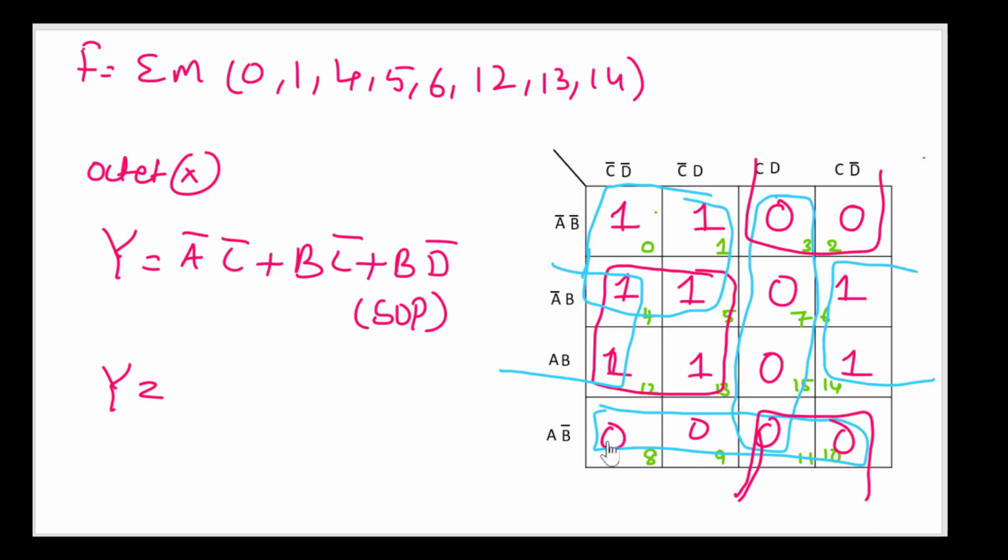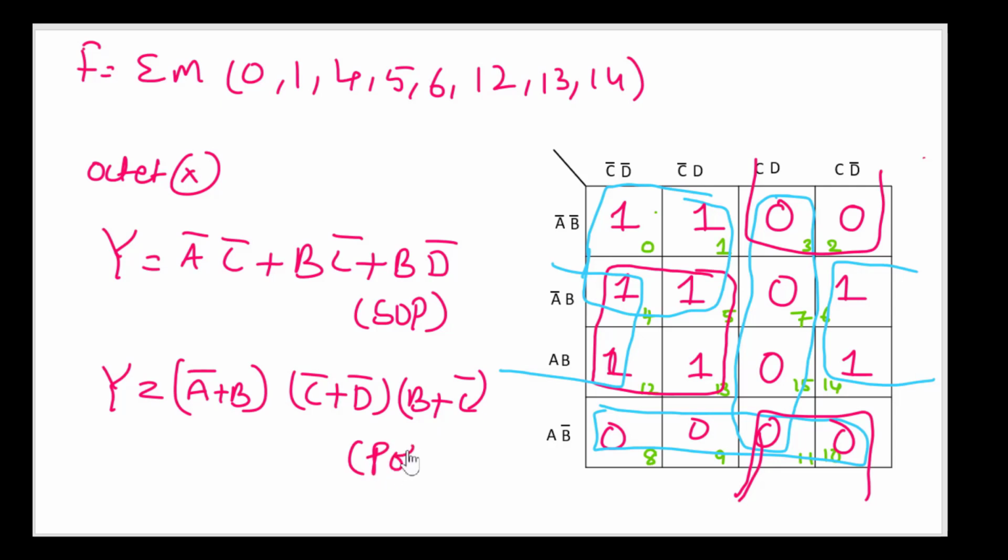So you are going to write the expression for this. It will be a bar plus b, take this one, c bar plus d bar. If you take this quad, you are going to have b plus c bar. This is the pass form for the given Boolean expression. I will take one more example.